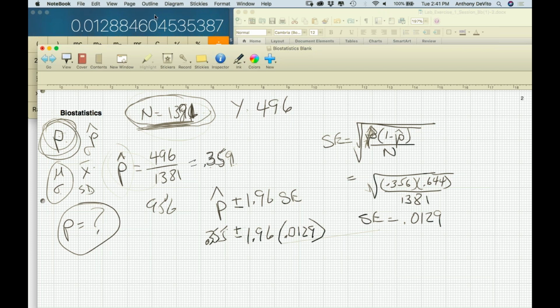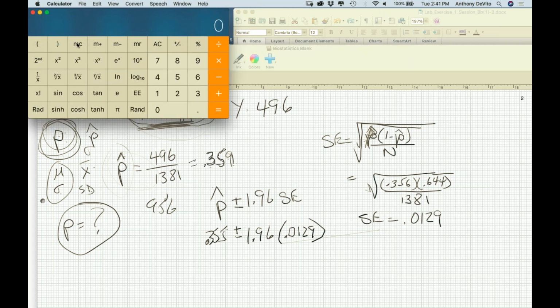Okay, let's go back here. I'm going to clear this, and I'm going to say 1.96 times 0.0129. So my margin of error is 2.5%. 0.025 is 2.5%. So I'm going to store that. Okay, I'm going to clear it off.